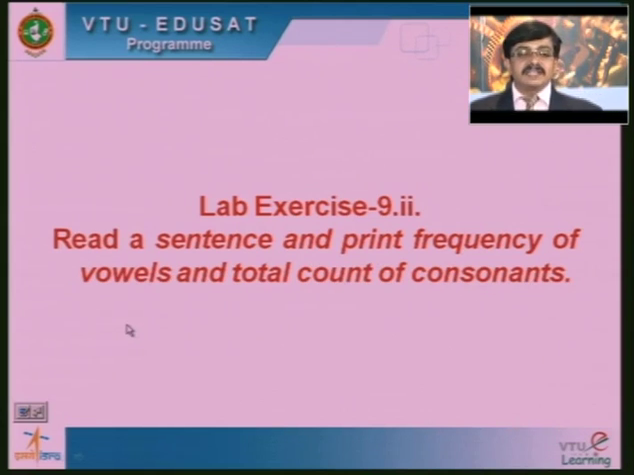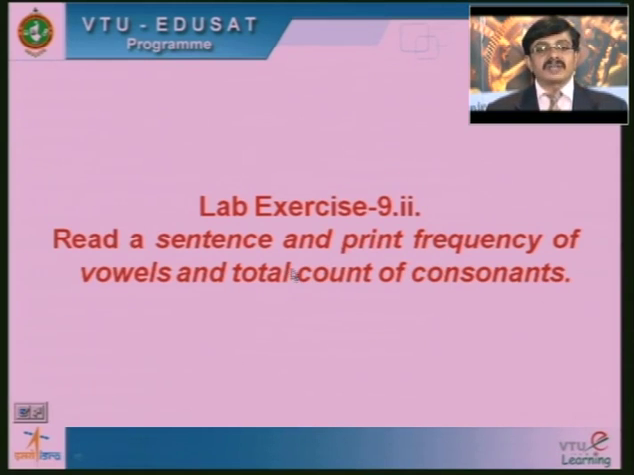Frequency of the vowels means how many times a is present, how many times e is present, or o is present. So a, e, i, o, u. These are the vowels of the English alphabet set, and here how many times each of these 5 characters a, e, i, o, u are present in a sentence we are supposed to calculate, and we are supposed to print them. And here make a note that read a sentence.